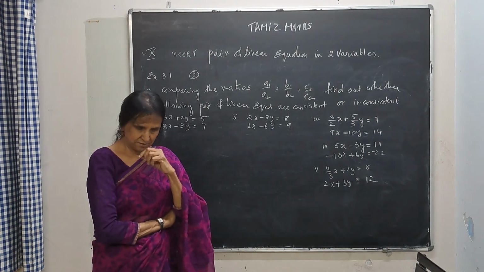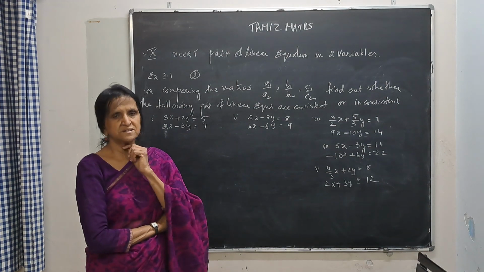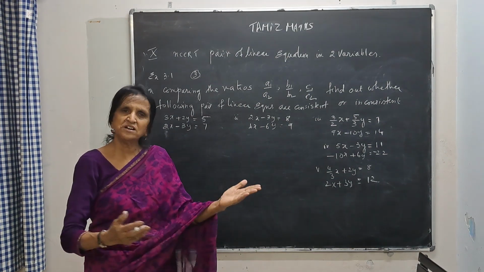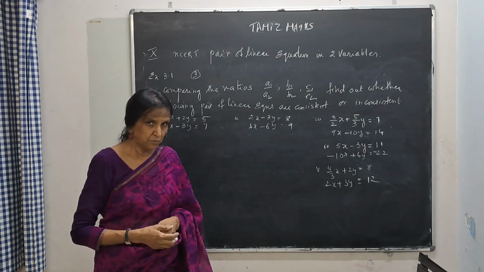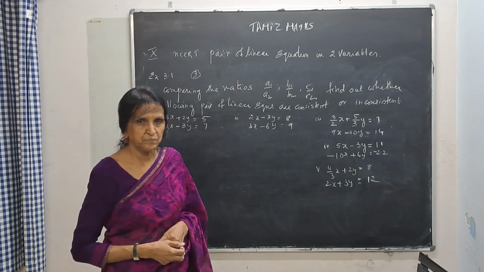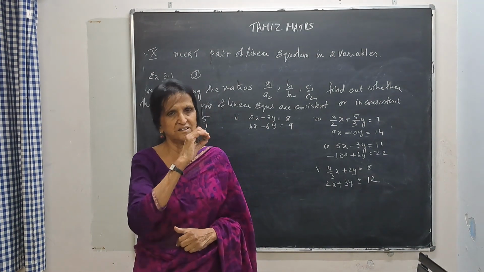Let's get familiar with the terms consistent and inconsistent. If the pair has a solution, it is called consistent. Come on, repeat. If the pair has a solution, it is called consistent. If the pair does not have a solution, it is called inconsistent.